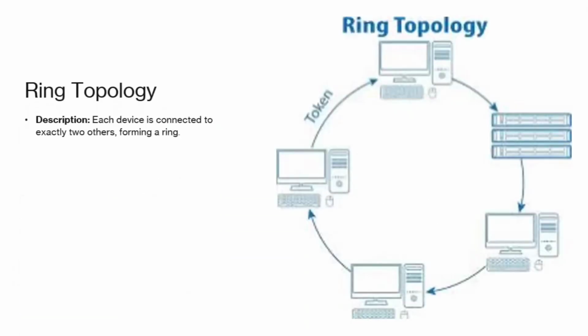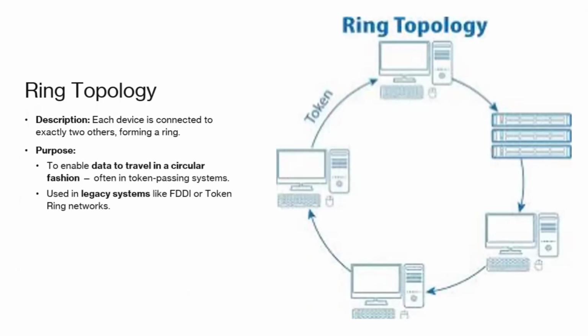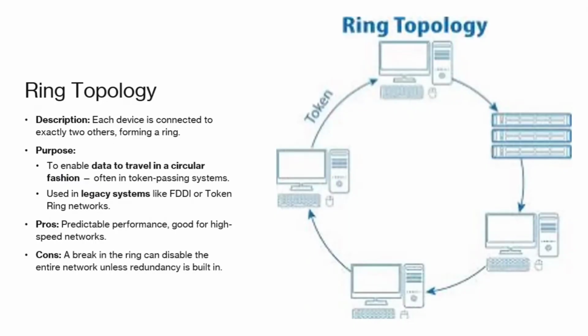The next one is a ring topology. Each device is connected to exactly two others, forming a ring. It enables data to travel in a circular fashion, often in token passing systems used in legacy systems like FDDI or token ring networks. The advantage is predictable performance, good for high-speed networks. The disadvantage, if there is a break in the ring, it can disable the entire network unless redundancy is built in.